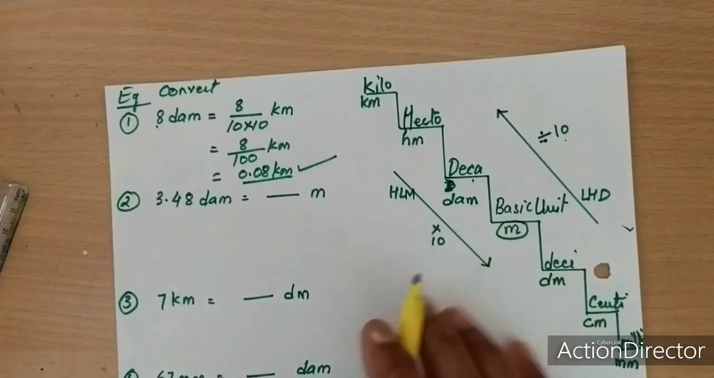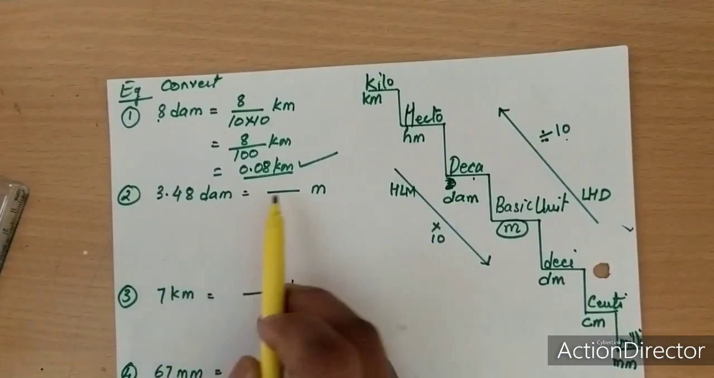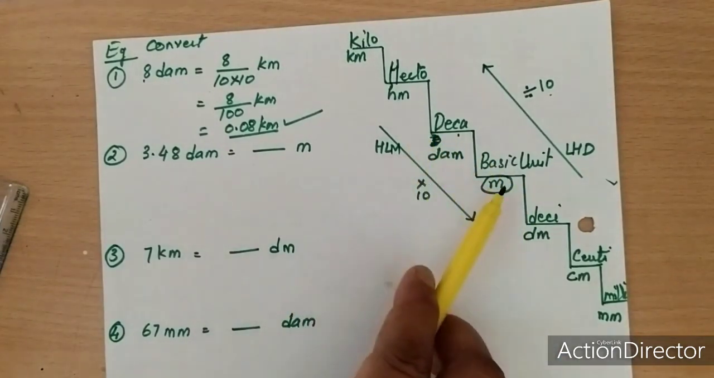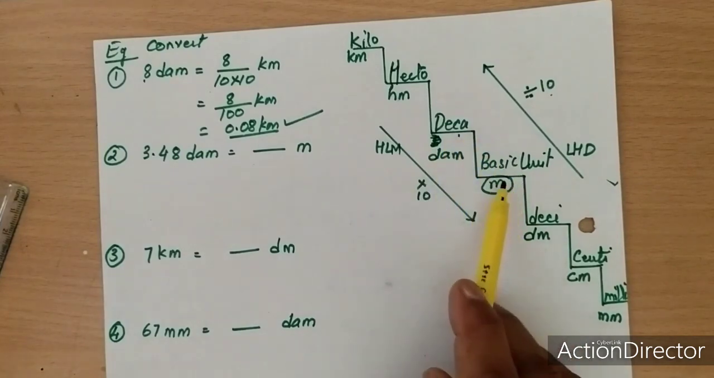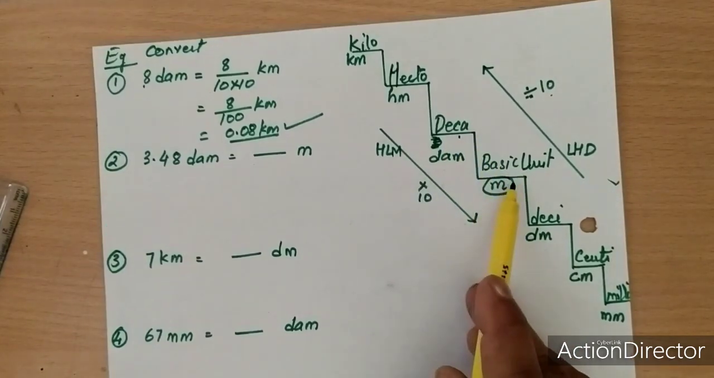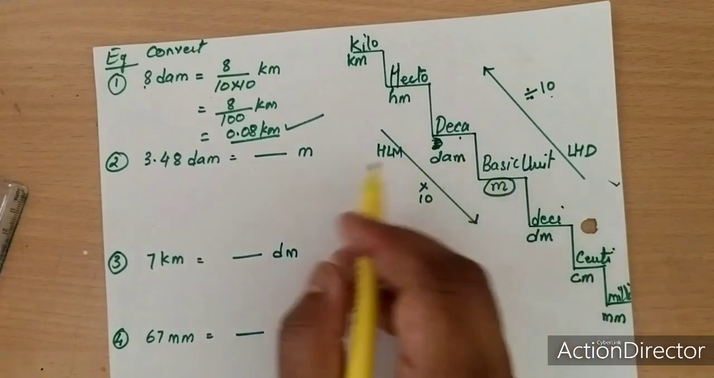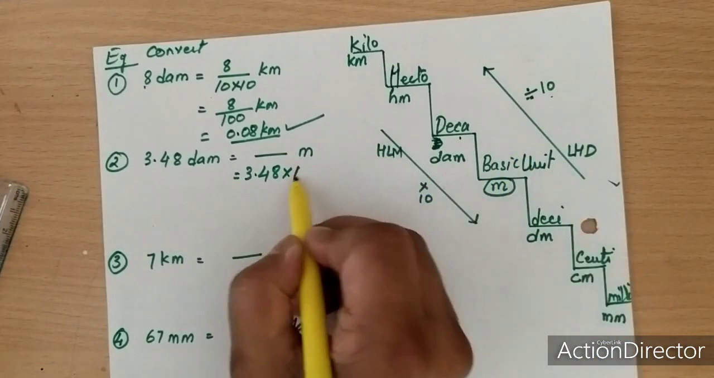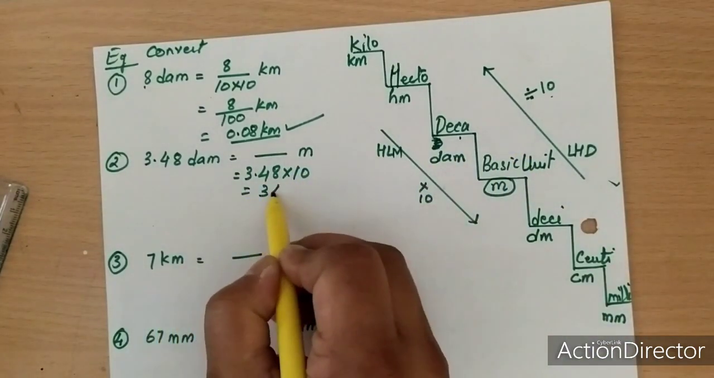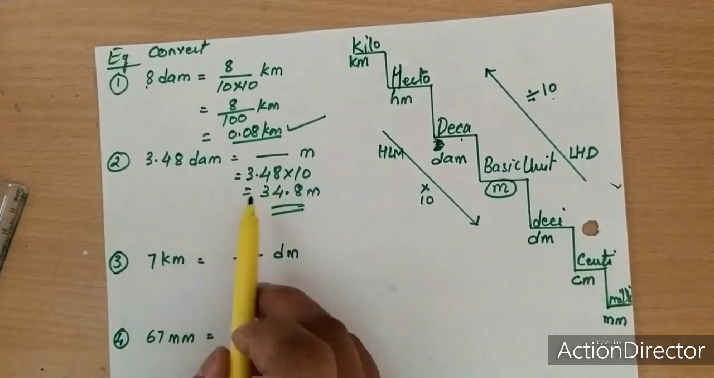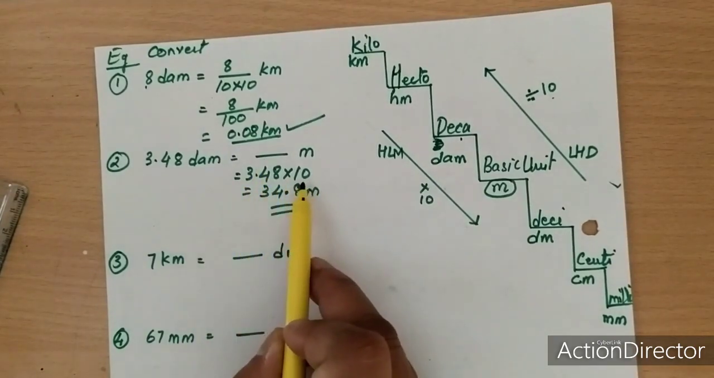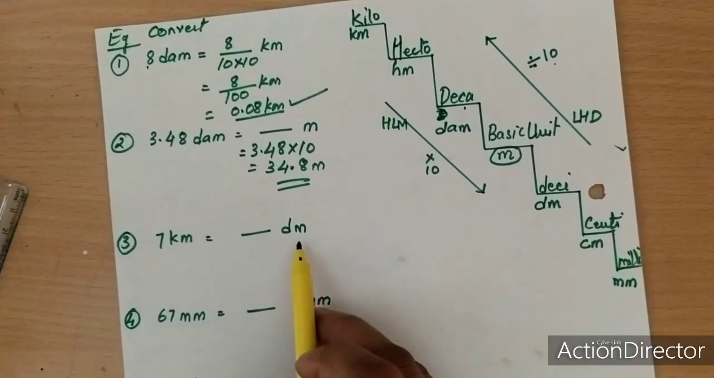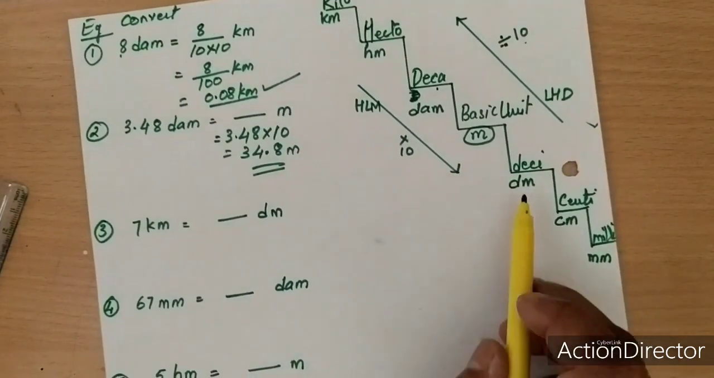This is your answer. Similarly, 3.48 decameter into meter you have to convert. Now see, decameter to meter means from higher to lower. And only one step, after just taking one step, you came here to the meter step. Okay, so we need to multiply by 10. So we will write here 3.48, only one step was there, that's why we need to multiply by 10. So this is equal to 34.8 meter. The decimal shifts only one place, because only one 10 you are taking, that means only one step you are taking to multiply.